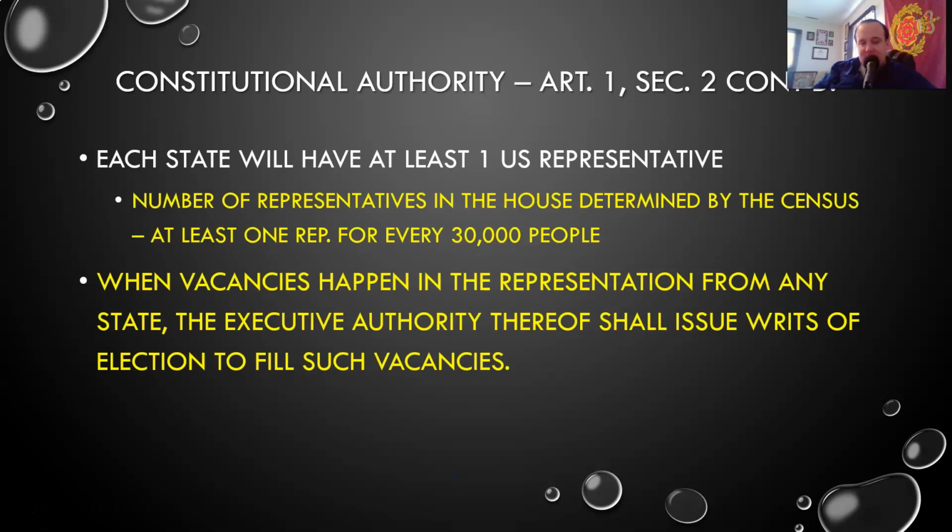Each state has, at a minimum, one representative, and it all has to do with population. The number of representatives is determined by the census. And we have one representative, or we should. Again, this is the system that we have versus the system that was set up for us. They're not congruent in the least. But we should have at least one rep for every 30,000 people. So there is certainly an argument here that we are massively underrepresented.